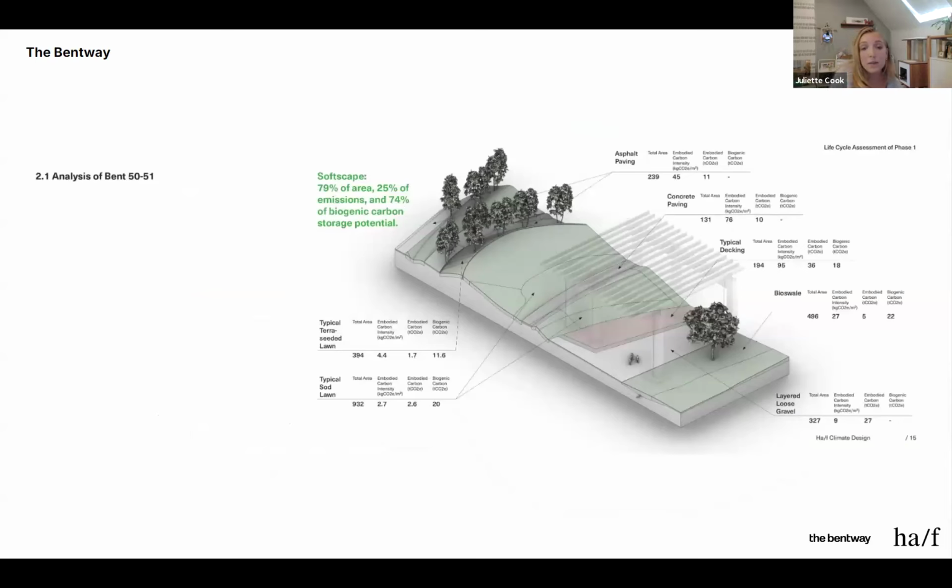And so the first bent that we examined, and the only one that I'll be speaking to specifically today, was bent 50 to 51. It has a landscape that is indicative of the typical softscape elements across the entire site, especially at the widest extents of the project, where much of the landscape extends beyond the drip line of the highway above, as we're seeing in this graphic. So beyond the embodied carbon intensities that we calculated, or the kg CO2 equivalent per square meter that I was presenting on the prior 2 slides, we also quantified the percentage breakdown of softscape versus hardscape areas.